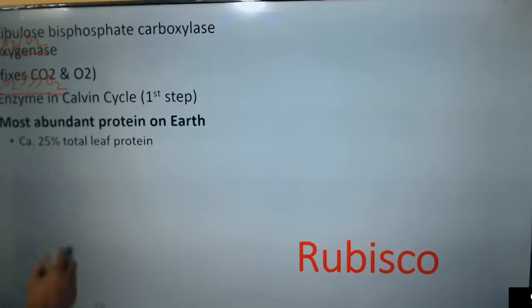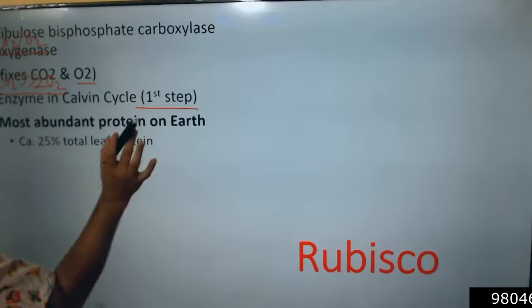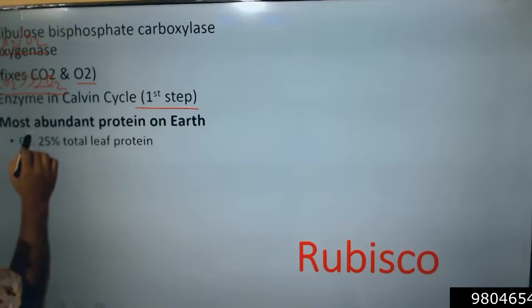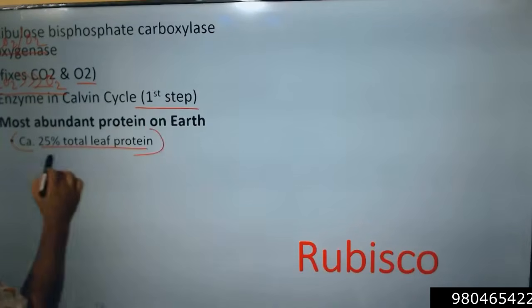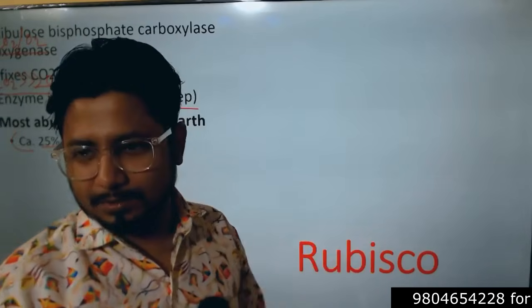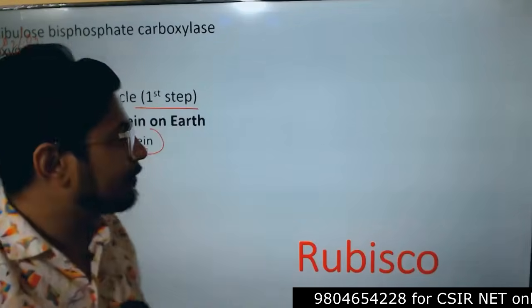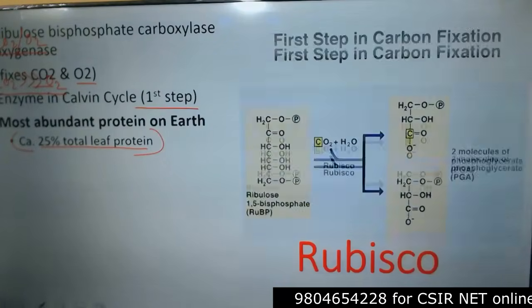So as I mentioned, it fixes CO2 and O2, the enzyme in the Calvin cycle, the first step we have seen. The most abundant protein on earth: 20%, 25% of the total leaf protein is Rubisco. So if we extract the leaf proteins, 25% of the whole protein will be Rubisco. And consider all the leaves that are available in the world. So that is Rubisco, the most abundant protein on earth.